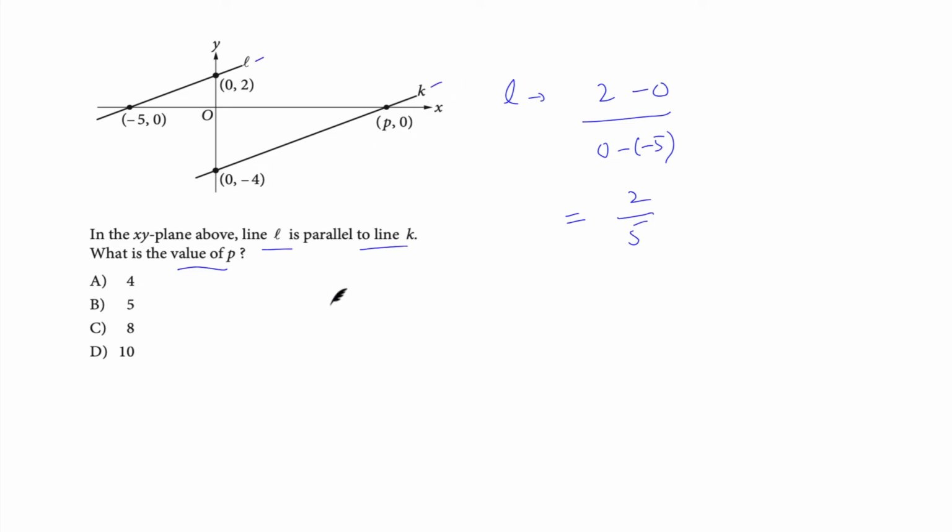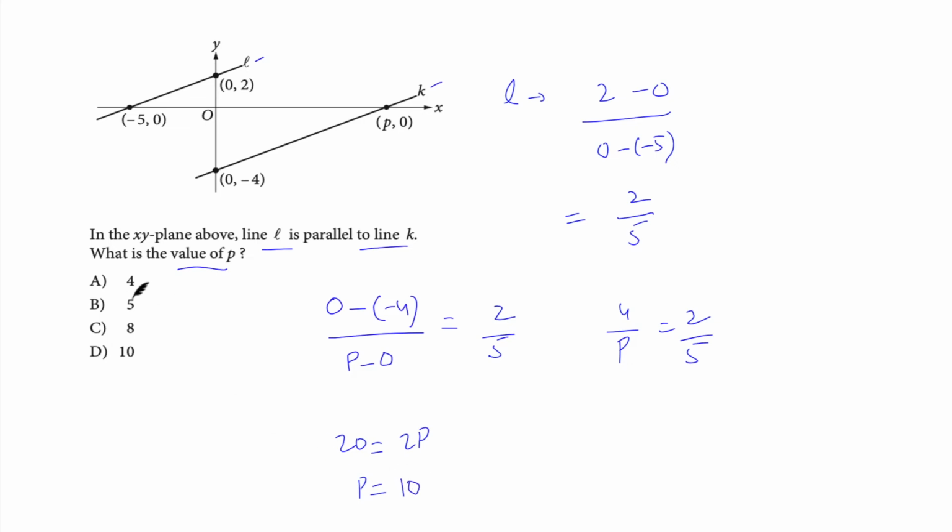Y2 minus y1 over x2 minus x1 equals 2 by 5. This becomes 4 over p equals 2 by 5. Simply cross multiply. This will become 20 equals 2p and p equals 20 divided by 2, 10. D is your answer. Very simple.